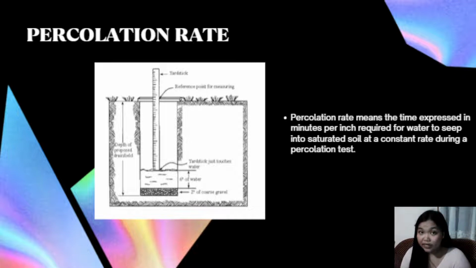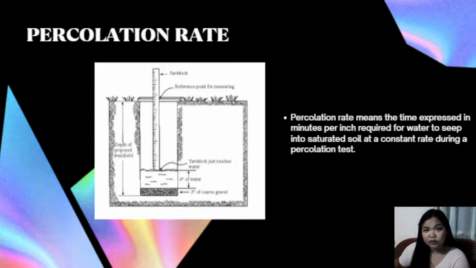The percolation rate is calculated for each test hole by dividing the time interval used between measurements by the magnitude of the last water drop. This calculation will result in a percolation rate in terms of minutes per inch or minutes per centimeter. A percolation test, or what we call a perk test, determines the rate of water absorption into the ground.